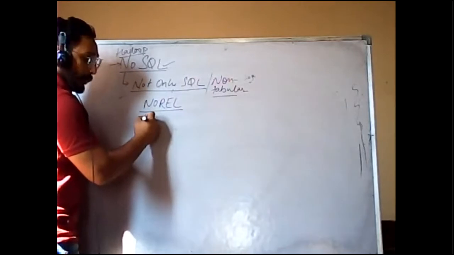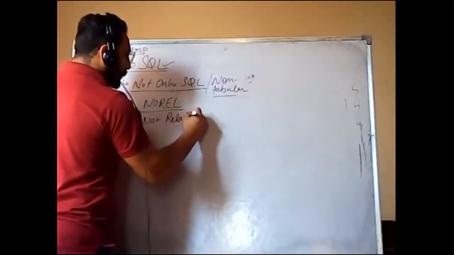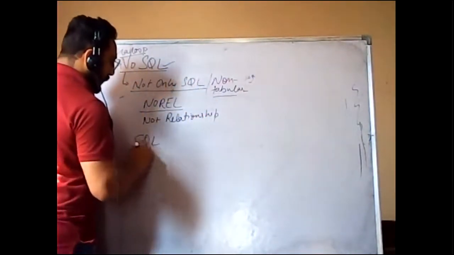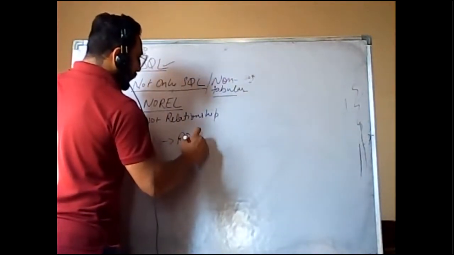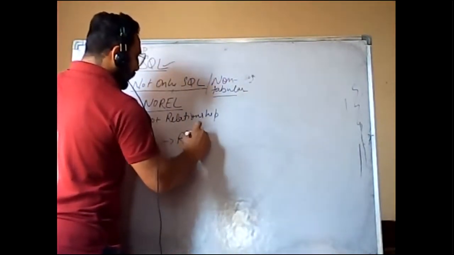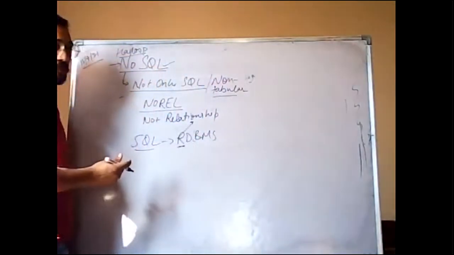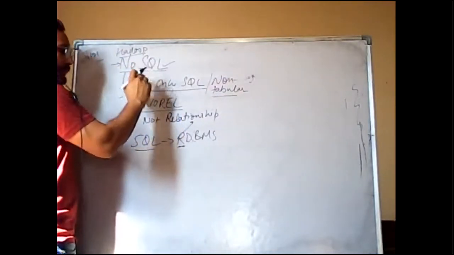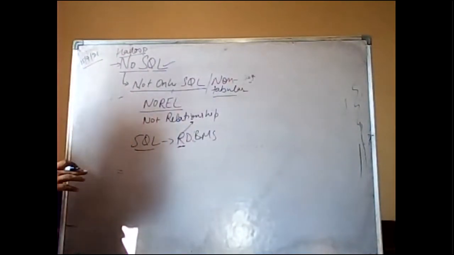And it is also called NoREL. NoREL means no relationship. But in your SQL, there is the RDBMS concept, R for relationship or relational. Okay, but NoREL is your NoSQL. We will not store any data in the form of tables.